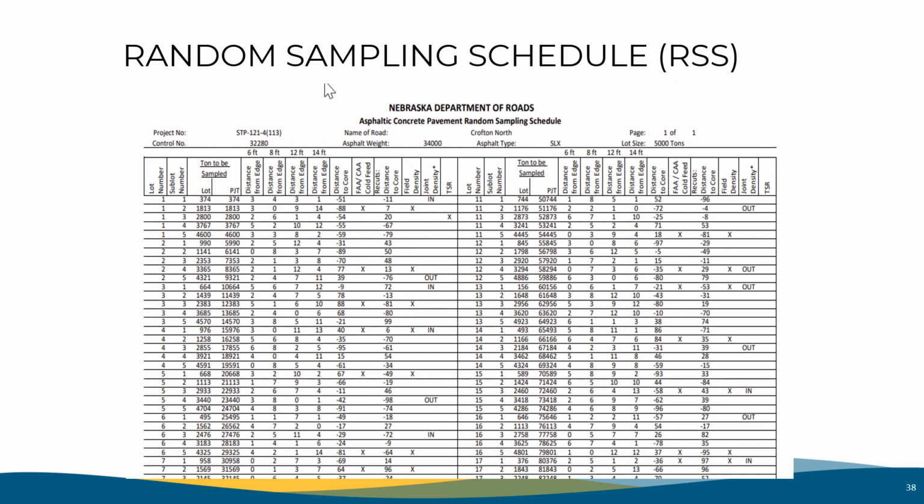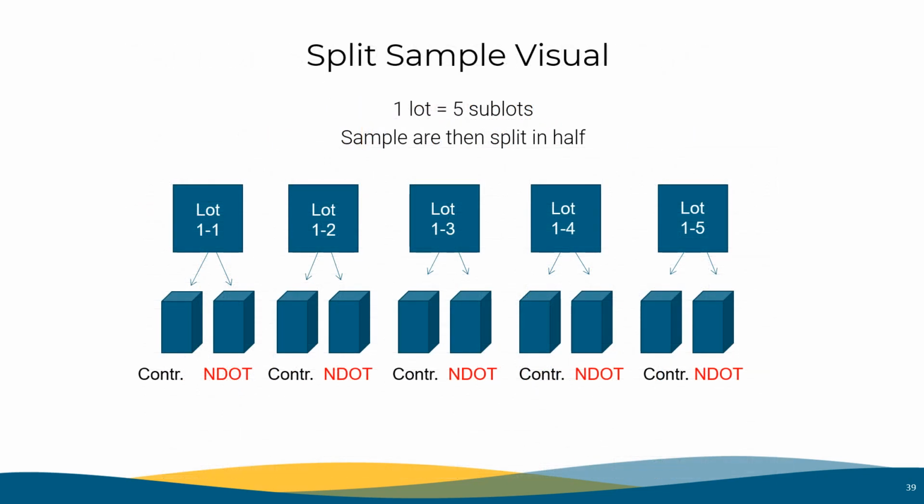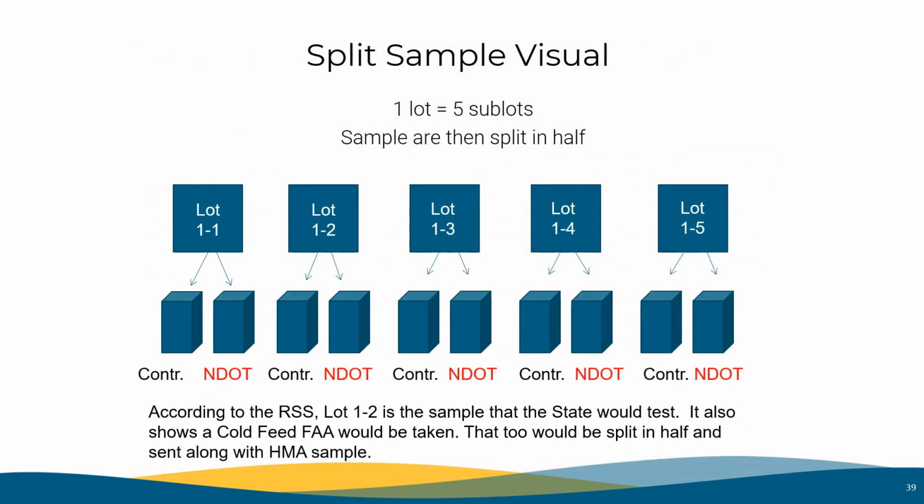So now let's put this RSS and the sampling together. Here is the project RSS. We will use sublot 1-2 in this example to demonstrate how the QA/QC process works, with the contractor performing the QC testing and the NDOT performing the QA verification testing. According to the random sampling schedule, lot 1-2 is the sample that the state would test.